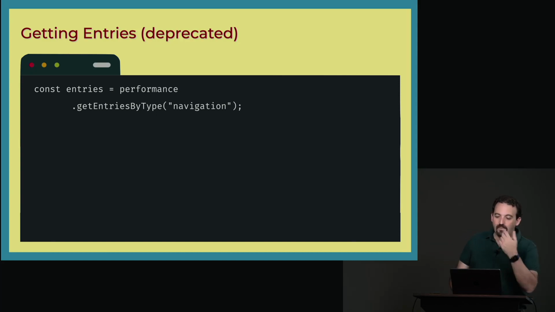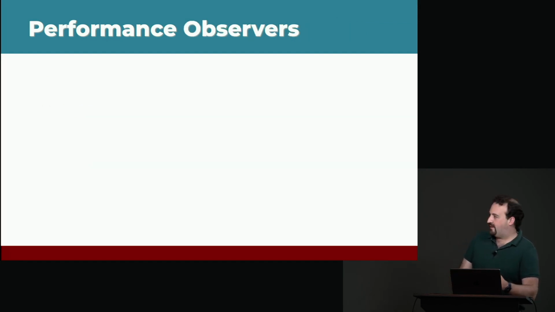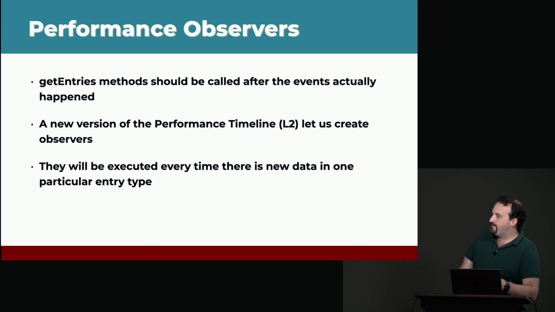So to get entries in the old version, it's performance.getEntriesByType. That's deprecated. It's still working, but it's deprecated. The properties are name, entry type, start time, and duration. And I know it still feels weird. We will show that in code in a minute.